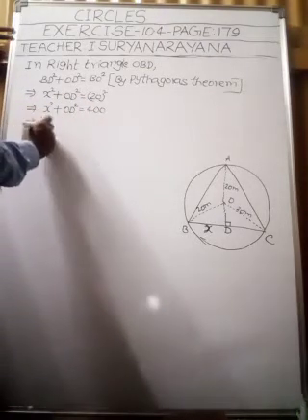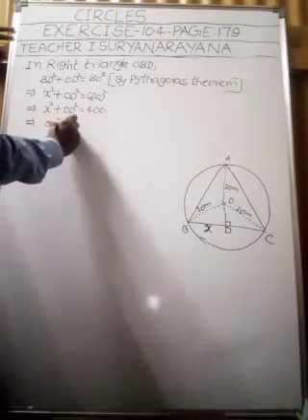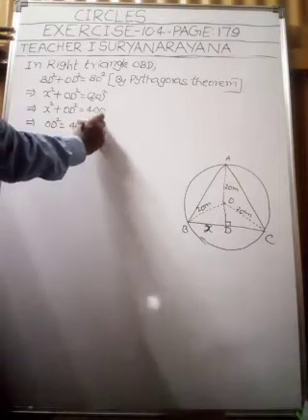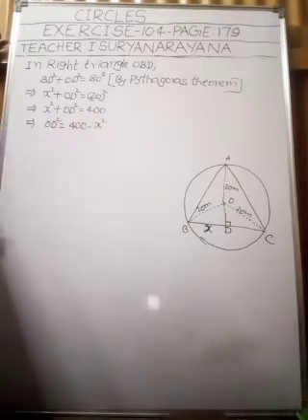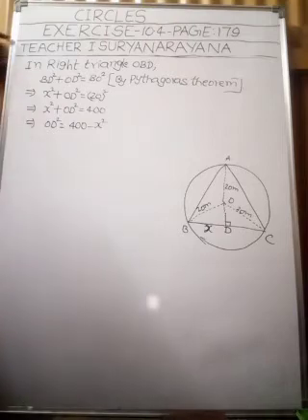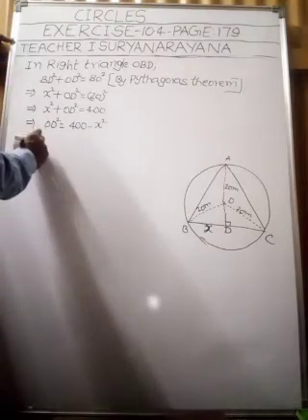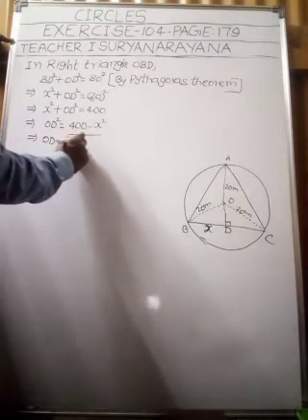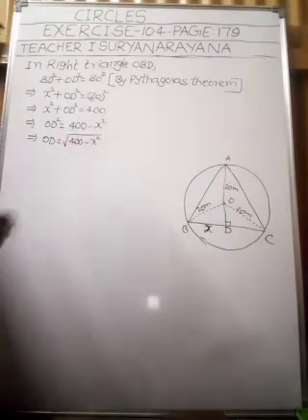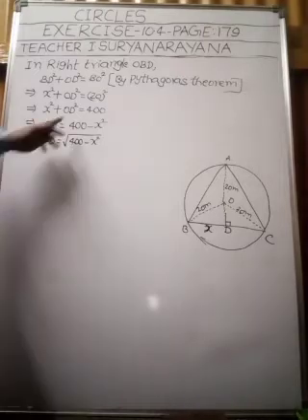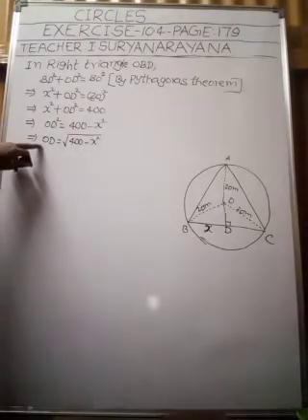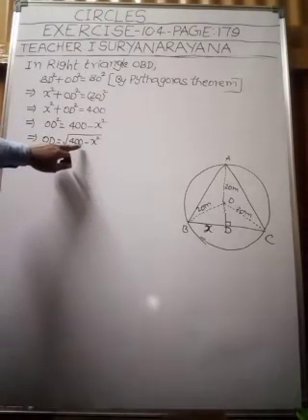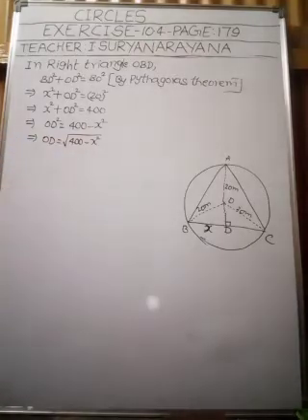Right. This implies OD square is equal to 400 minus X square. Okay, my children, understood this step? Right. This implies OD is equal to square root of 400 minus X square. Okay, my children, understood this one? OD is equal to square root of 400 minus X square.